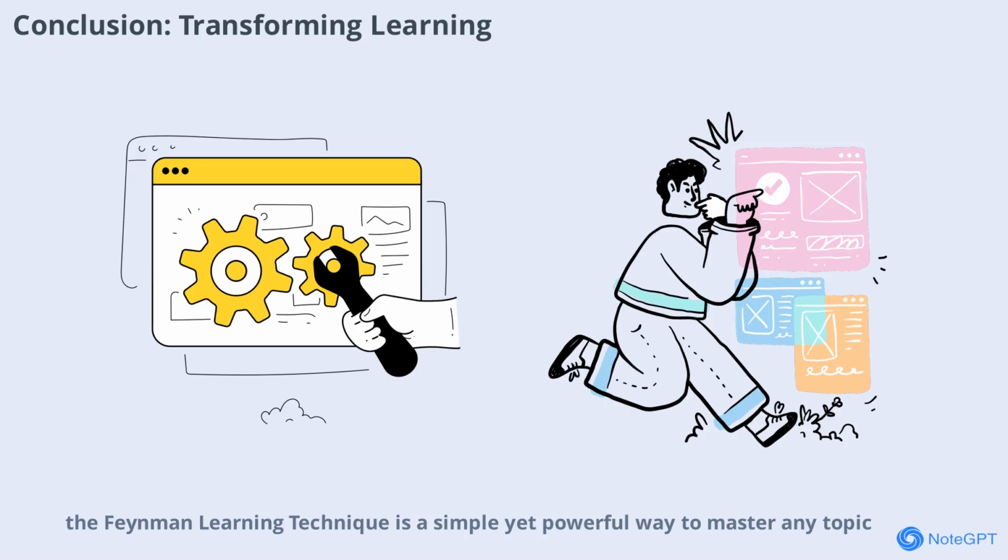In summary, the Feynman learning technique is a simple yet powerful way to master any topic. By focusing on clear explanation, identifying and filling knowledge gaps, and refining your understanding, you move beyond memorization to true comprehension. Supported by research, this method helps you remember more, communicate better, and gain confidence in your knowledge. Ultimately, learning isn't just about collecting facts, it's about transforming information into real understanding. When you can explain something simply, you know you've truly learned it.